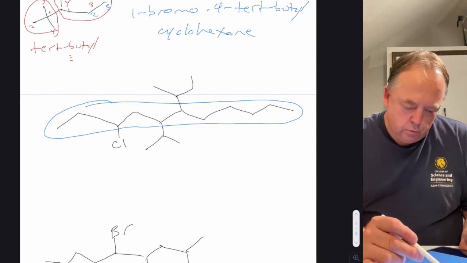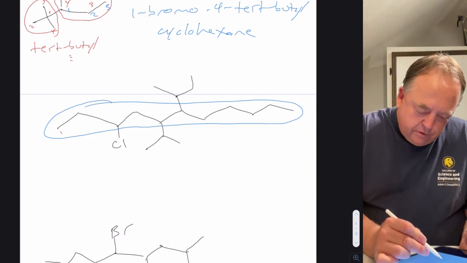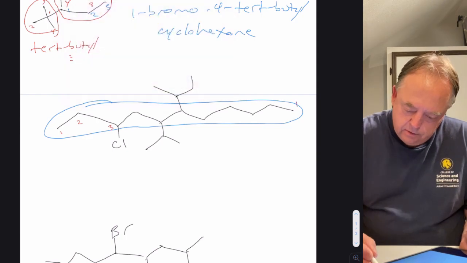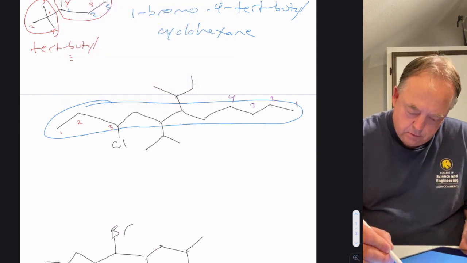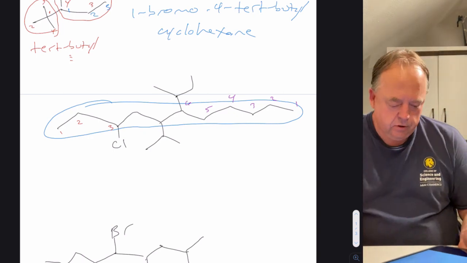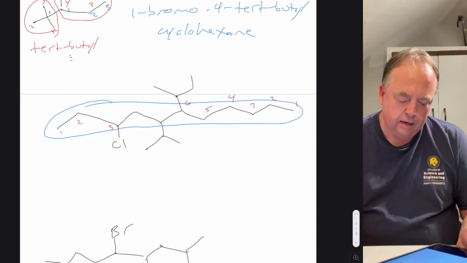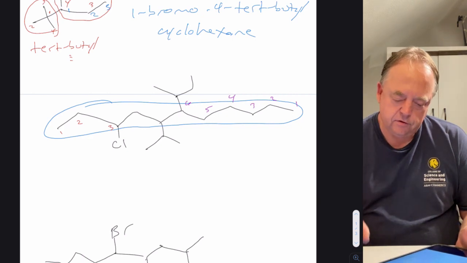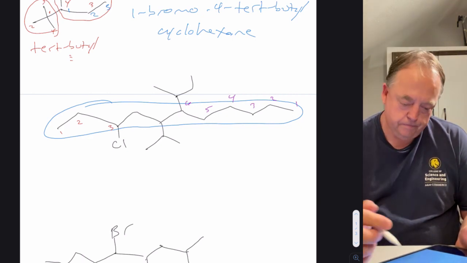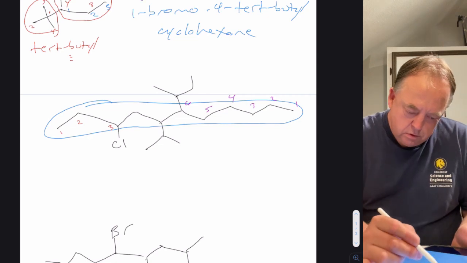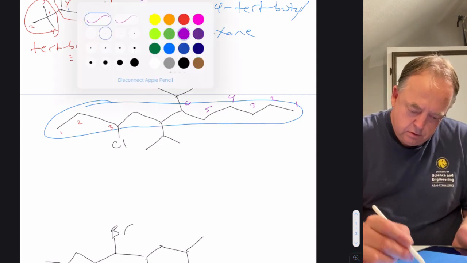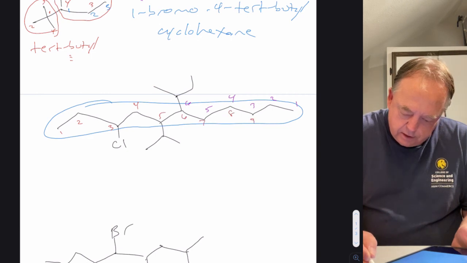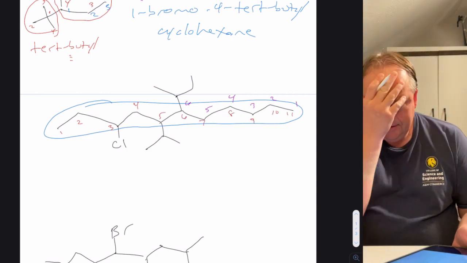And which end are we going to number from? So if we number from the left, the first substituent is the carbon number 3, and if we numbered from the right, the first substituent would be a carbon number 6. So we're going to go from the left because 3 beats 6. So we always number to keep the first substituent as low as possible. Okay, so 1, 2, 3, 4, 5, 6, 7, 8, 9, 10, oh no, 11.